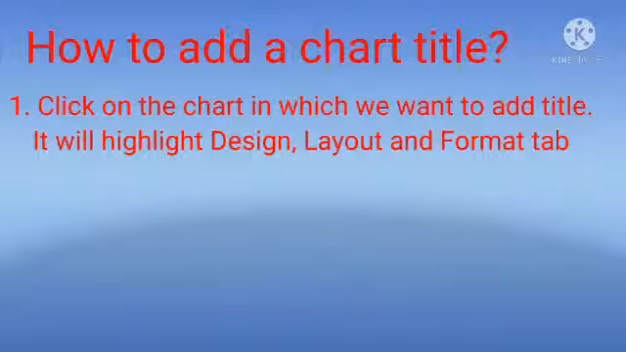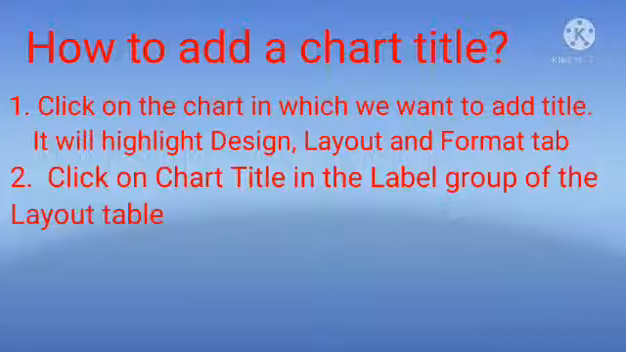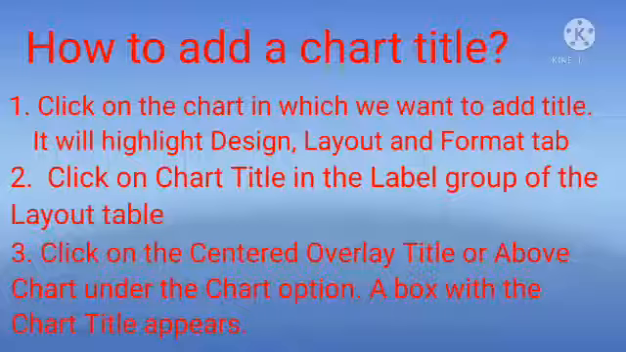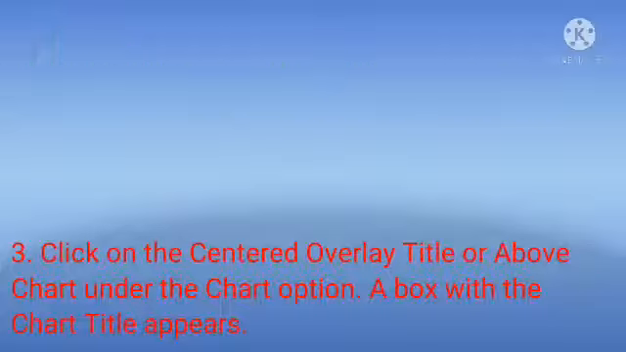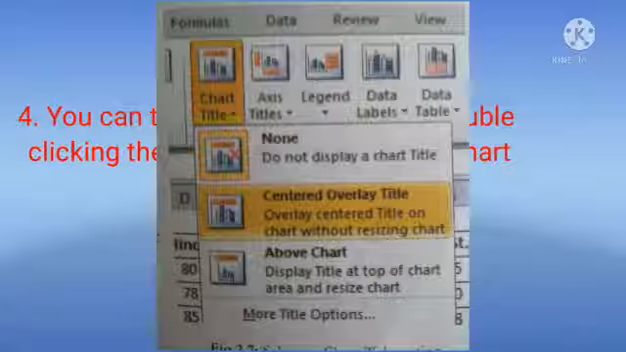Step 1. Click on the chart to which we want to add a title. Then it will highlight the Design, Layout and Format tabs. Step 2. Then click on Chart Title in the Labels group of the Layout tab. A list of options will appear. Step 3. Click on Centered Overlay Title or Above Chart from the Chart Title options. A box with the chart title appears on the chart. Then we can type the desired title by double clicking the new text box that says Chart Title.